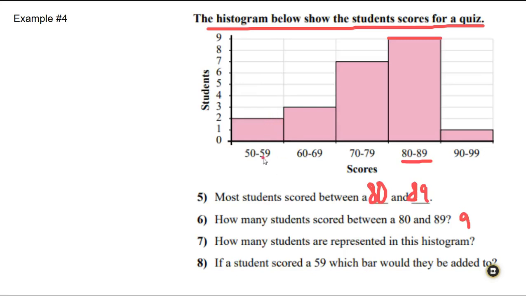All right, so we're going to do the same thing. So this one right here represents 2. This one here represents 3. This one here represents 7. This one here represents 9. And this one here represents 1. So let's add them all up. So 1 plus 9 is 10. 10 plus 7 is 17. 17 plus 3 is 20. 20 plus 2 is 22. So 22 students total are represented in this histogram. All right, if a student scored a 59, to which bar would they be added? I would say that very first one, so between 50 and 59. All right, super easy stuff.